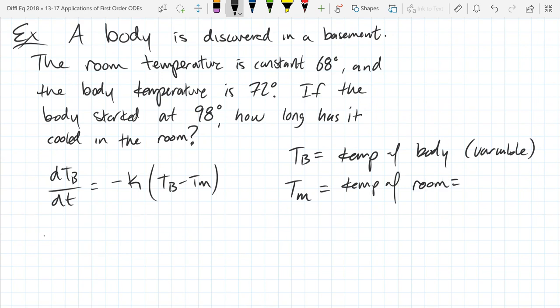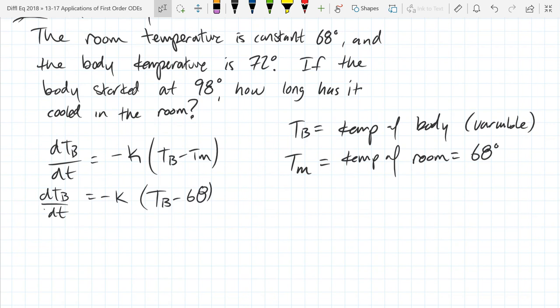And it's constant, so I can just write the number in, which is 68. So I don't need to worry about changing, so we don't really need a variable for it. It's not going to vary. So I'm just going to use 68. If you don't like to keep rewriting Tb, let's go ahead and let y equal Tb, and then you can have everything in y's and t's.